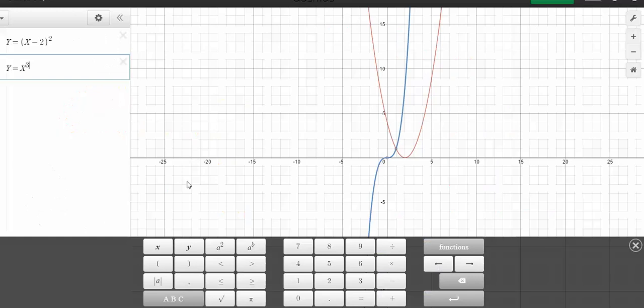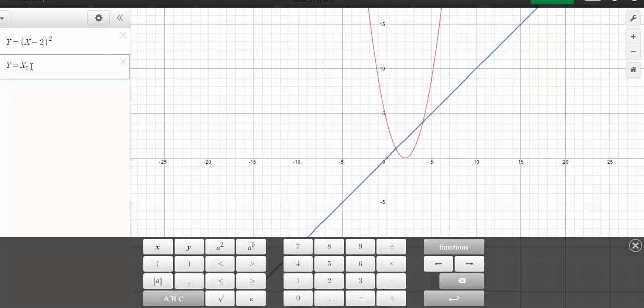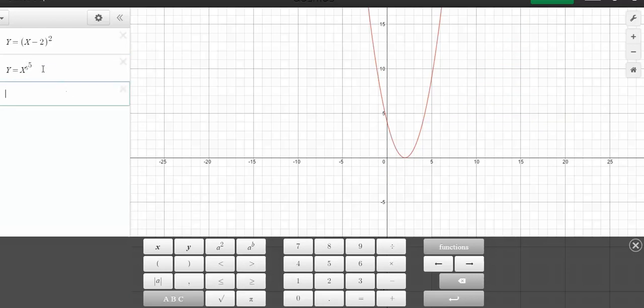So let me just prove that to you. If I want to change that to 5, let's change that to the power of 5, and then hit enter. Let's get rid of all those 5s. Let's get rid of that 5 and that 5. Let's throw that here and go. You notice that it has the same sort of shape.